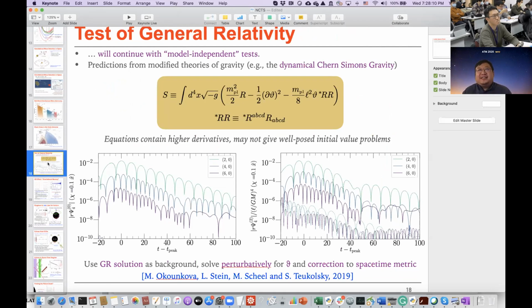So therefore, this is like a birefringence for gravitational waves propagating near a black hole. I think this is one example.